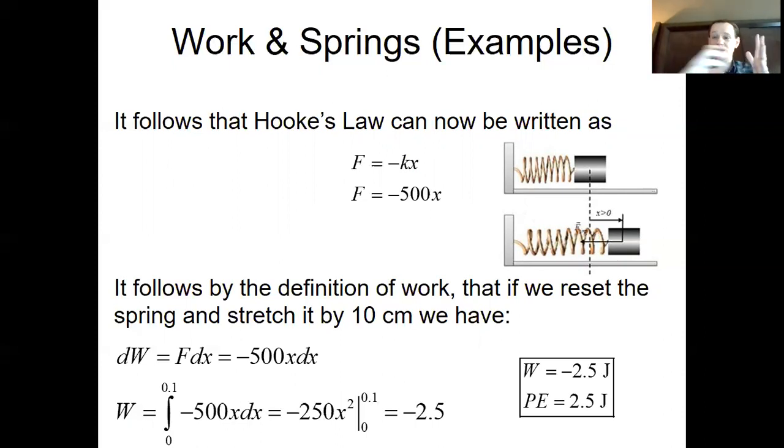So the force that the spring is pushing back on you as you stretch it is changing as you're at different positions. So the equation for force is negative 500x. That's what I'm going to plug in for my force, times dx, of course. So dW is F dx. F is negative 500x, so dW is negative 500x dx.